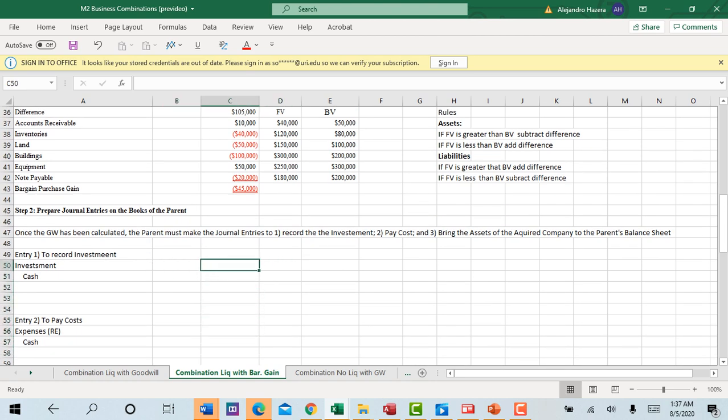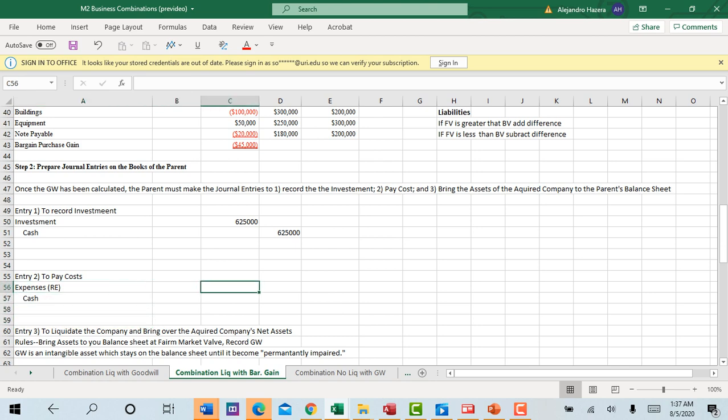Okay, so let's go down and record the entries here. We'll put the debits here, the credits over here. We know that the cost of the investment is $625,000. So we will put in $625,000 there, and we know that the cost of the investment was just cash, which makes it simple. That's to record your purchase of the stock.